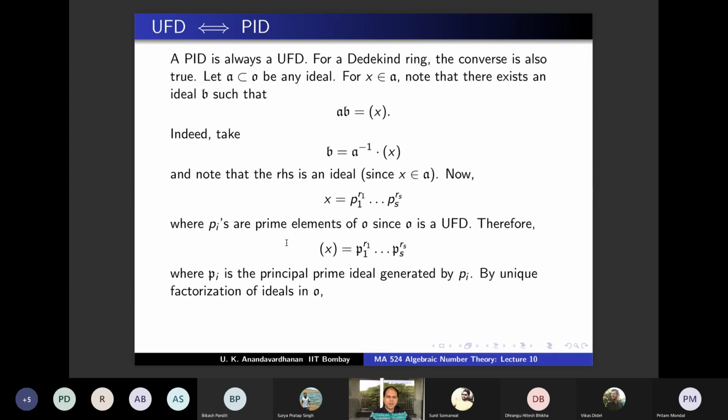Unique factorization is there in O, that we know. Therefore, A is a divisor of this ideal. So it will be of the form P1 power k1 up to Ps power ks, where the ki's are less than or equal to the ri's. But whatever it is, each Pi is generated by pi, so this ideal is generated by p1 power k1 up to ps power ks. So in particular, A is principal. It's a nice proof that a UFD, if it's a Dedekind domain, is automatically a principal ideal domain. It's a PID.